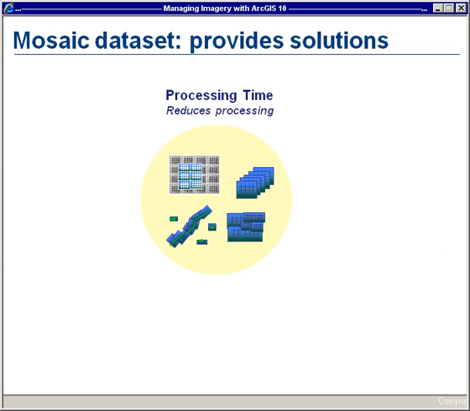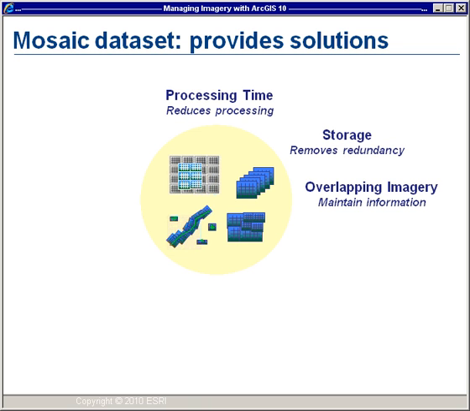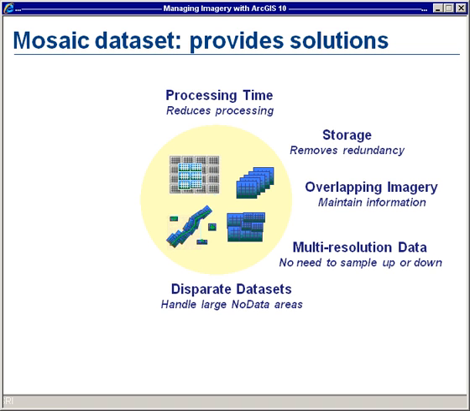Mosaic datasets provide significant value by enabling you to change the way that the imagery is managed, by reducing processing time, by reducing storage redundancy, by maintaining overlapping imagery and its metadata, by allowing you to store multiple resolutions of data together, by managing your imagery in one dataset, even when your images may not overlap or join together, by maintaining the quality of the image pixels.